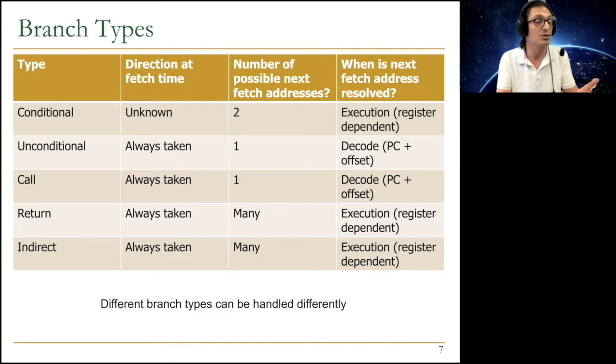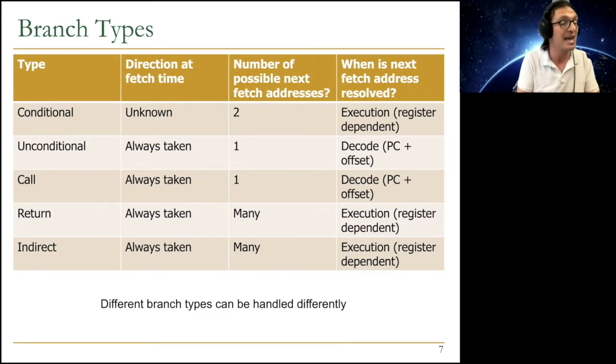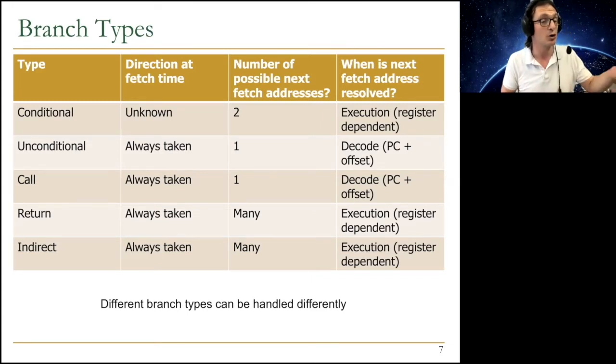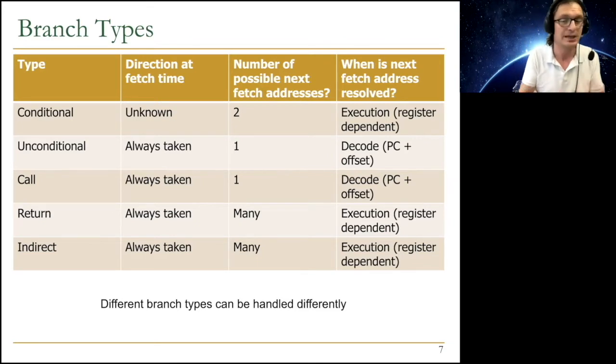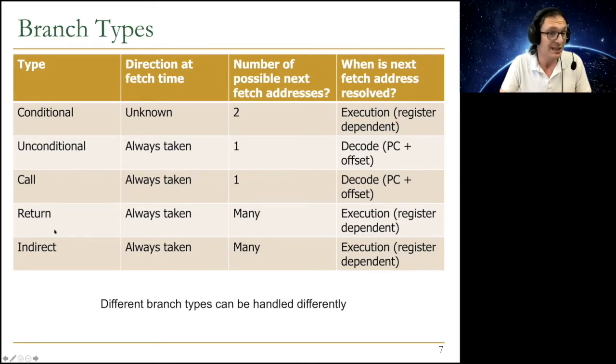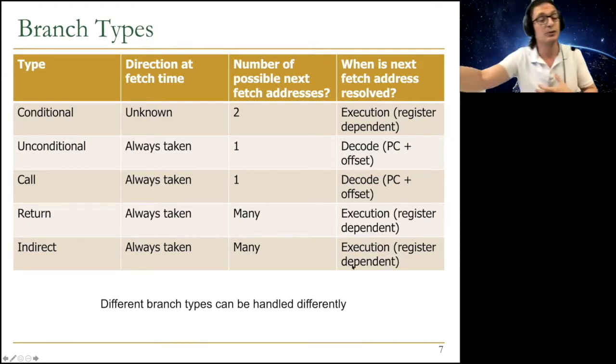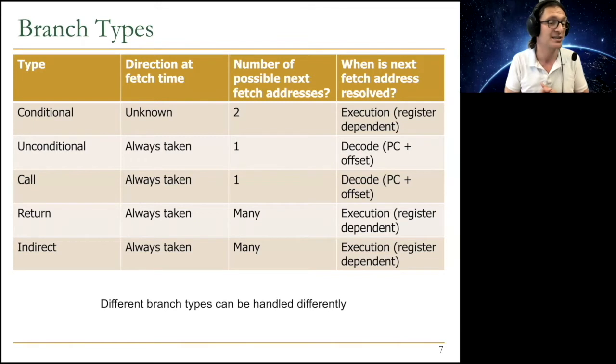But I wanted to give you this idea that calls and returns can be handled more easily if you assume that a program does call and then return, and there's always a matching return, right? Okay, indirect branches are tough. They're always taken, but they have many possible next fetch addresses. Basically, indirect branches jump to a location specified by a register, right?